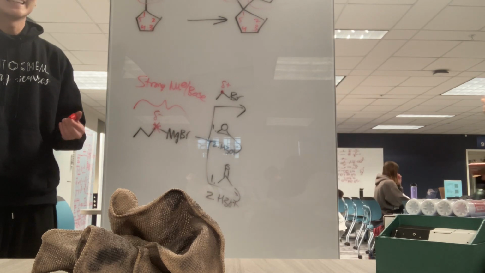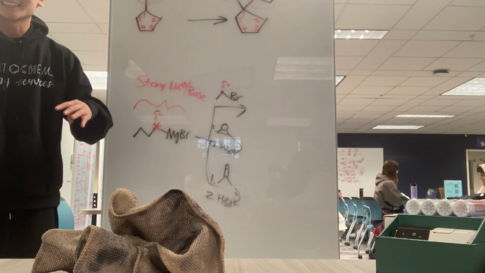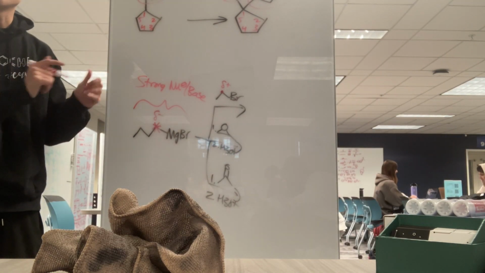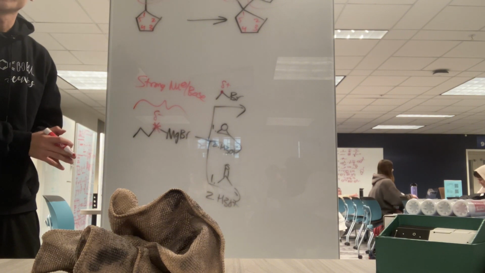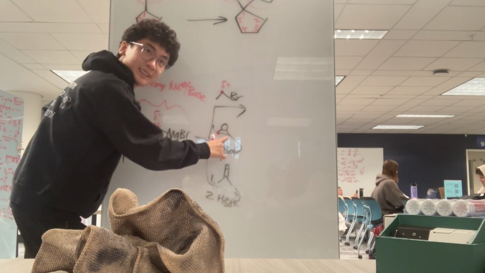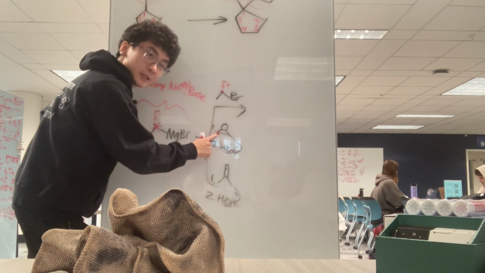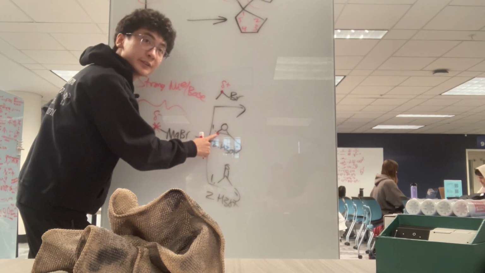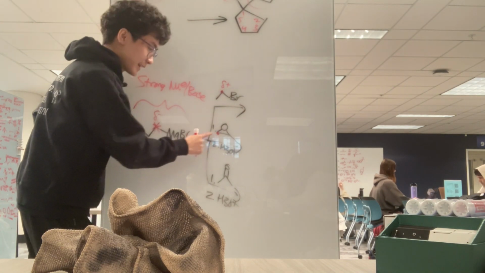Less substituted, yes, because think of it like an SN2 reaction. SN2 prefers to attack the less substituted, less sterically hindered side. So it's going to be this carbon right here, not that carbon. This carbon is going to be my electrophile because it's less sterically hindered, less substituted.